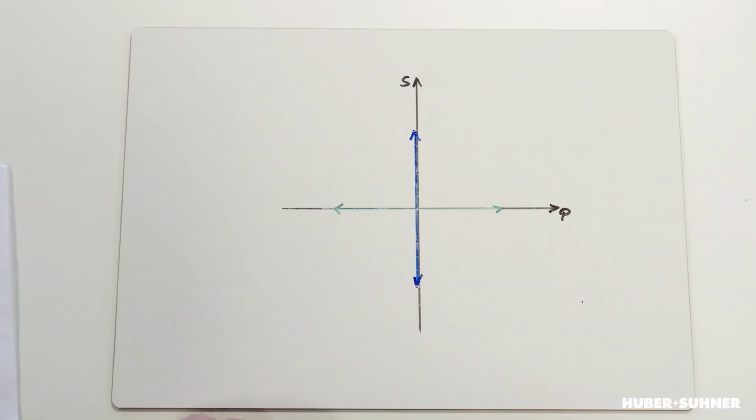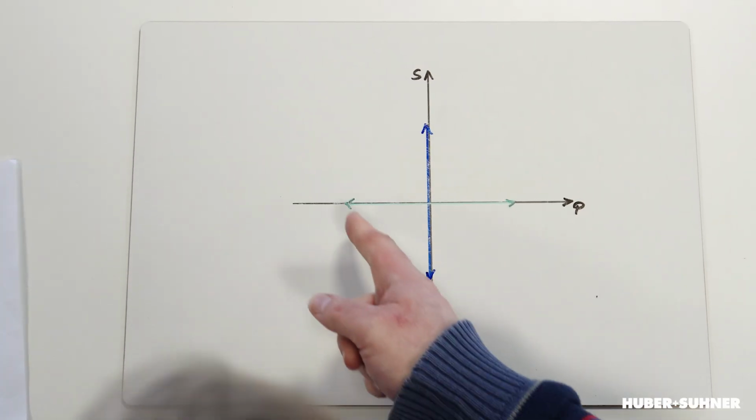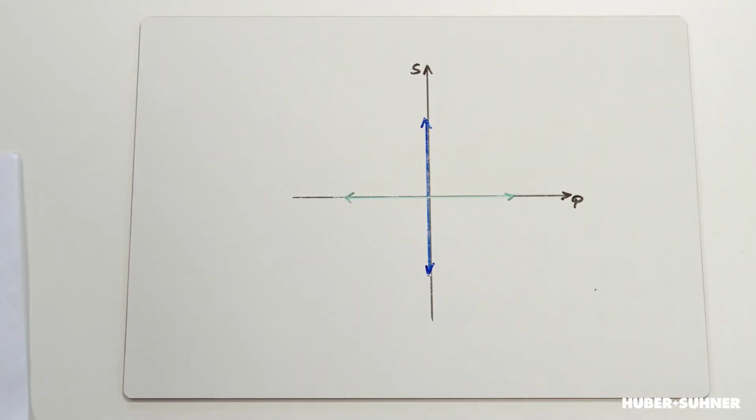Basically, light oscillates in two planes, the P plane and the S plane. P stands for parallel and S stands for perpendicular. Okay, S is a German word, senkrecht, and it means perpendicular. And as parallel is the same in German, it's P here. And in the P plane we have the green light, and in the S plane we have the blue light.